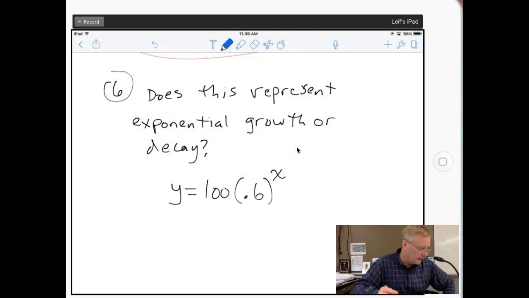And I'm back. So if I look at this, the initial amount's 100. It's the 0.6 here that is determining whether it's growth or decay. Since it's between 0 and 1, it is exponential decay. If that number was greater than 1, it would be exponential growth.